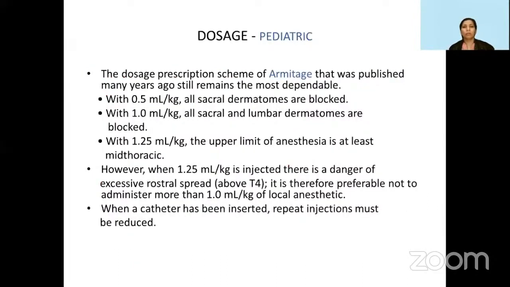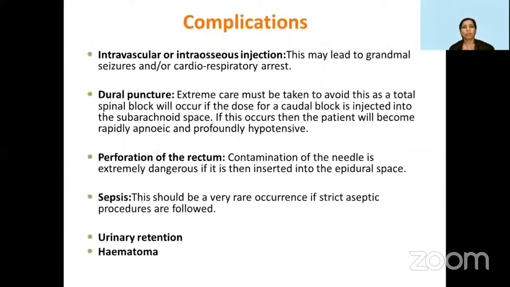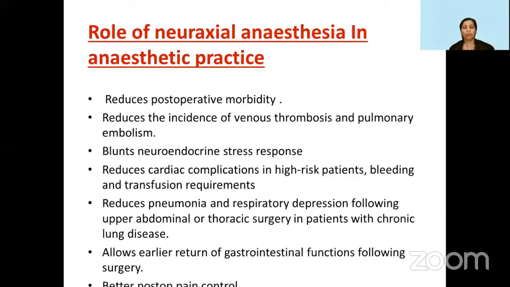Dosage by the scheme of Armitage still remains the most dependable. With 0.5 ml per kg, all lumbosacral dermatomes are blocked, and with the increased dose of 1.25 ml per kg, the upper limit of anesthesia is at least mid-thoracic. Complications: intravascular or intraosseous injection, dural puncture, perforation of rectum, sepsis, urinary retention, and hematoma.